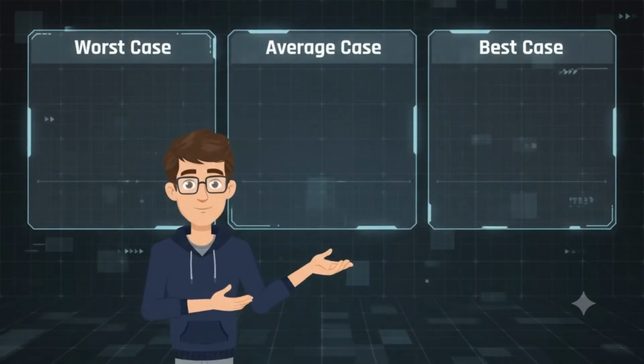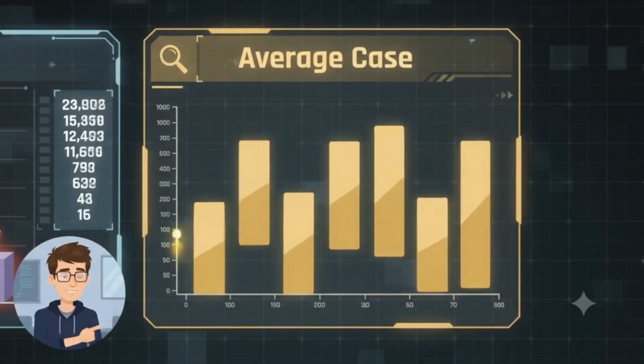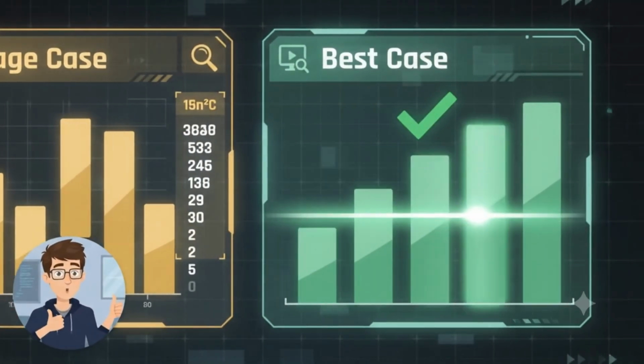Let's compare bubble sort complexities. Worst case is reverse sorted, O of n squared. Average case is random, still O of n squared. But best case is already sorted, taking linear time.